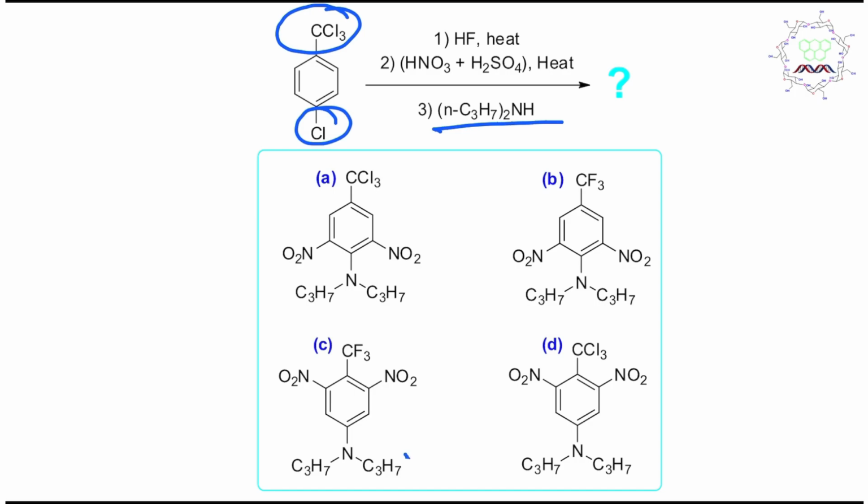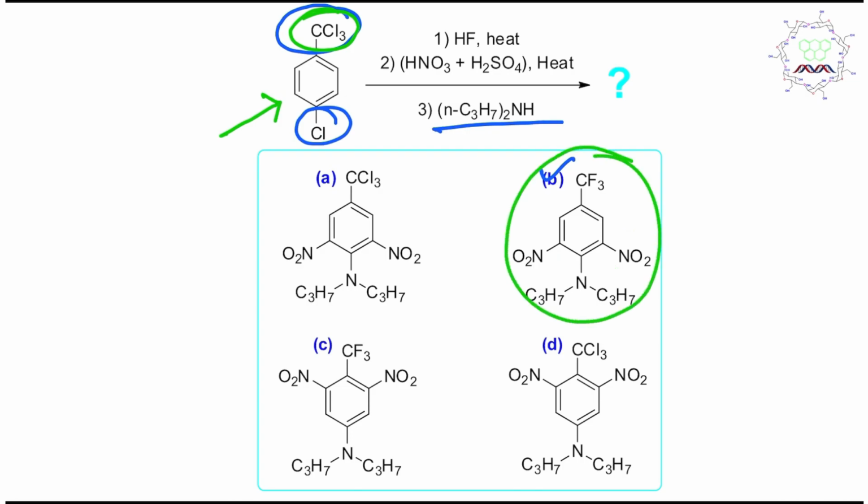But here we can see all 4 options are nitrogen substituted. So let's not focus on this. First focus on all CCl3 being substituted by CF3. So you can consider this either B or C. Now the next question is that there will be meta with respect to CF3 nitro substitution. So meta, yes. So this is the answer.